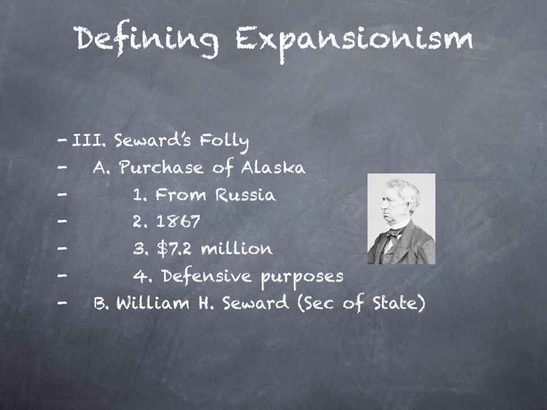We paid a total of $7.2 million for all of Alaska. That's pennies on the acre. And when he made this purchase, he did it primarily for defensive reasons. He was following the Monroe Doctrine, which basically said we didn't want Europeans interfering on our side of the planet, and he was trying to get a European power out, Russia.